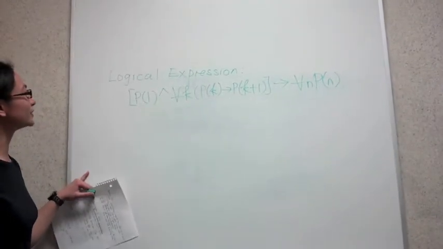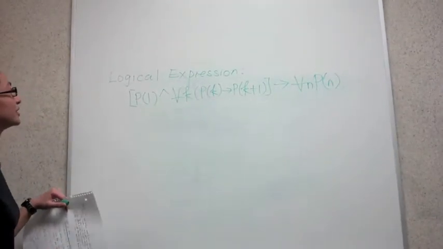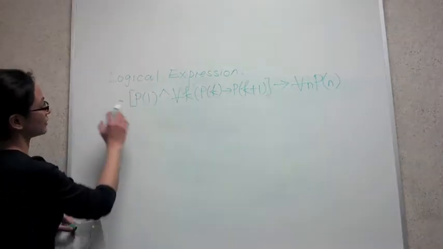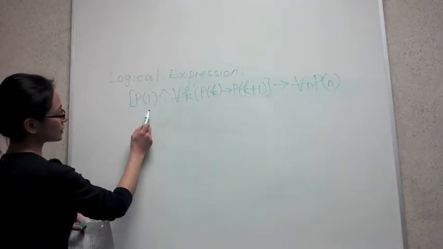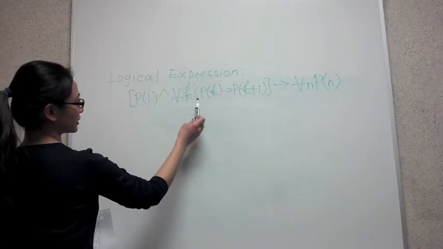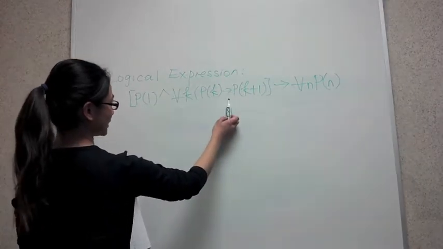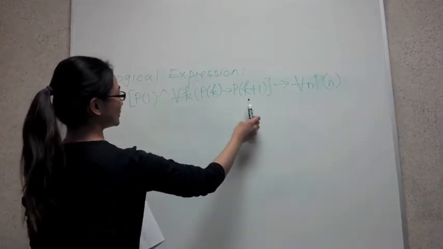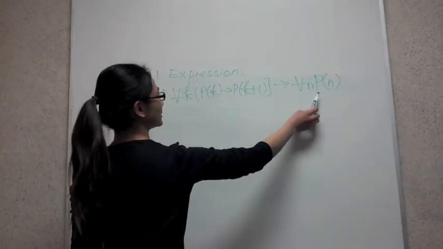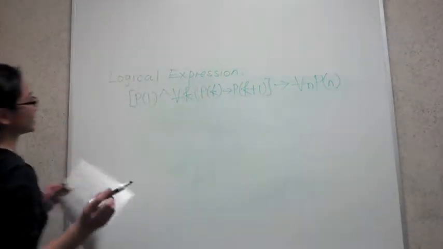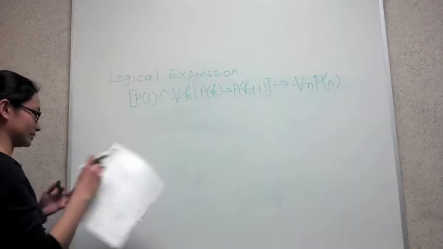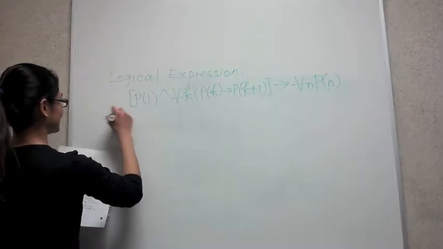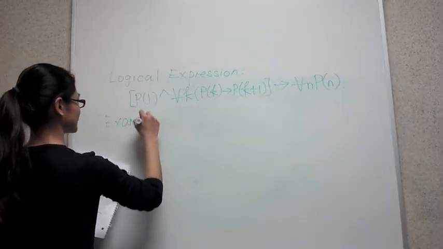So another way to look at mathematical induction is this logical expression here. P1 is true, and for every k, such that pk implies pk plus 1 is true, we can conclude that for every n, Pn is true. And here's one example.